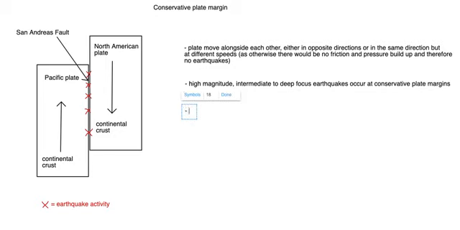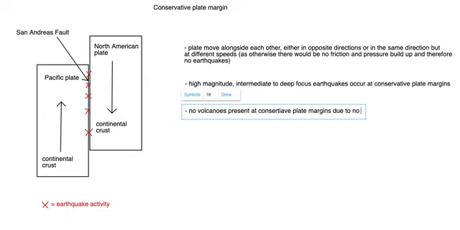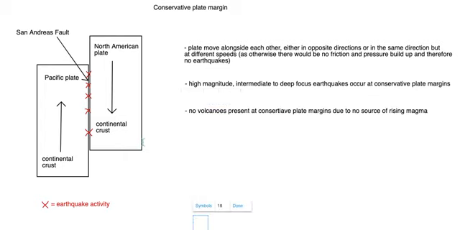Now, the only other thing we're going to add here is that there's actually no volcanoes present at conservative plate margins due to no source of rising magma. There's no magma rising here, so there's no volcanic activity, only earthquakes.